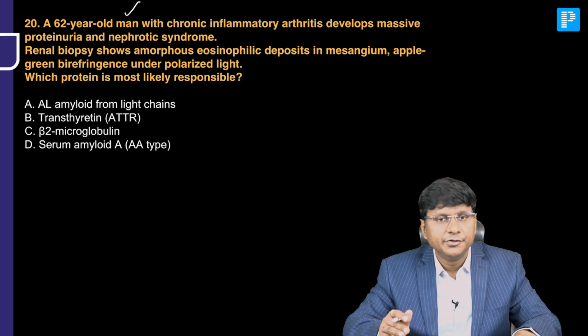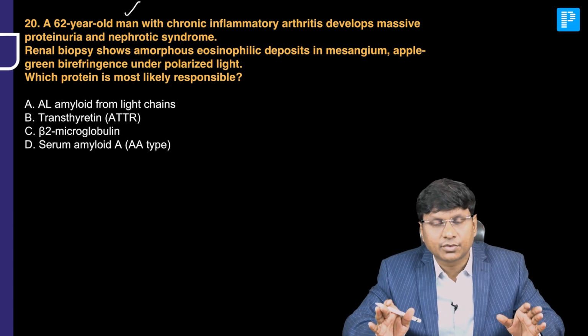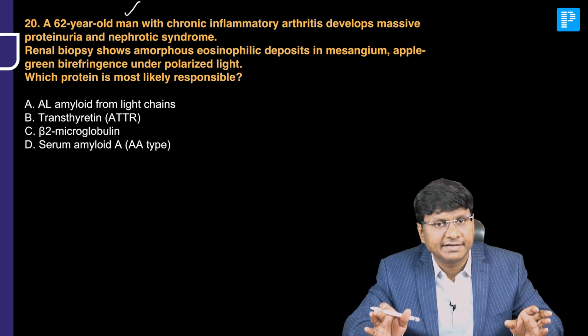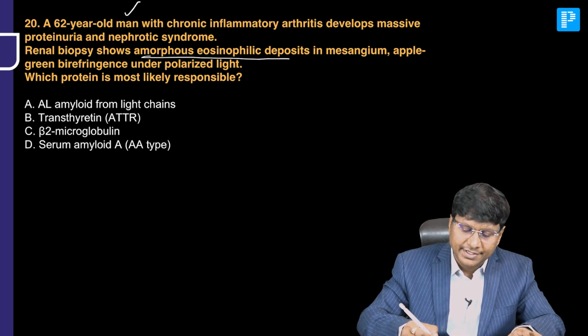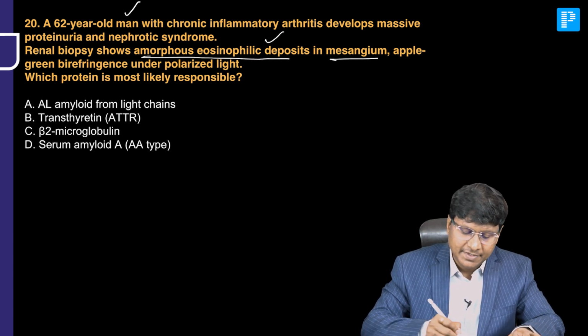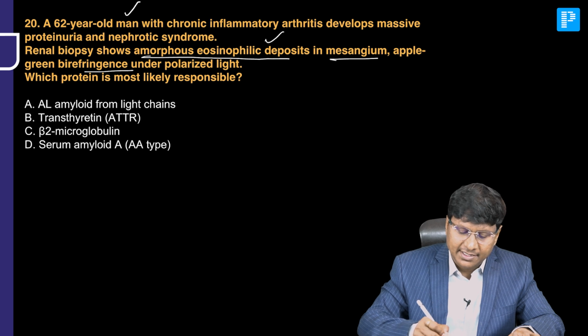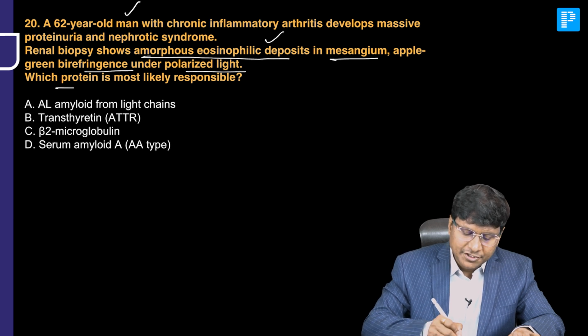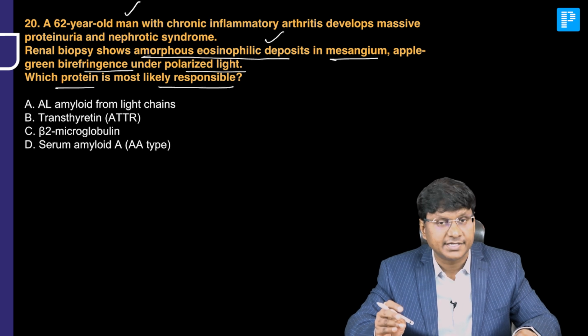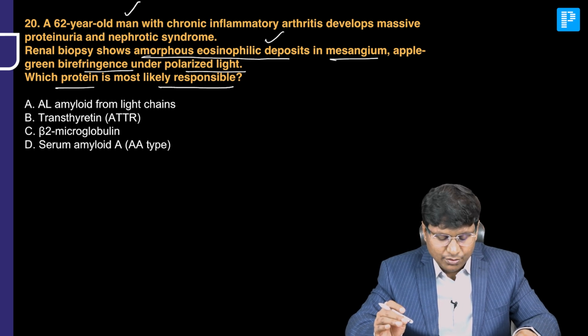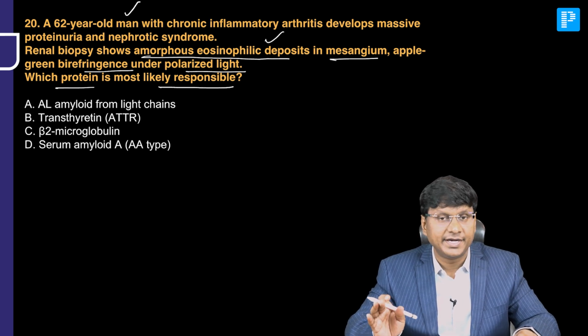Next question. We have a 62-year-old man with chronic inflammatory arthritis who develops massive proteinuria, nephrotic syndrome. Renal biopsy shows amorphous eosinophilic deposits in the mesangium, with apple green birefringence under polarized light. Which protein is most likely responsible? AL type of amyloid, transthyretin ATTR, beta-2 microglobulin, or serum amyloid A.